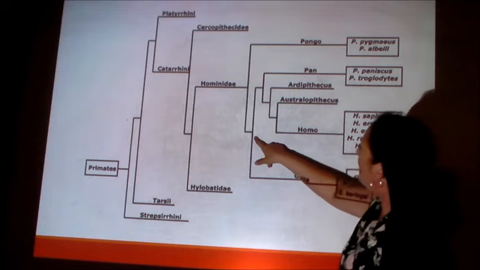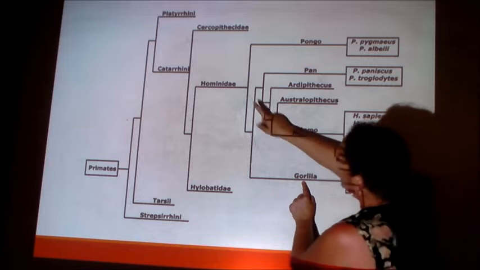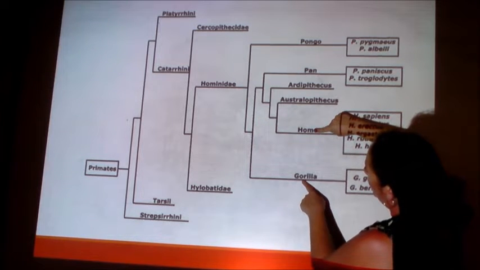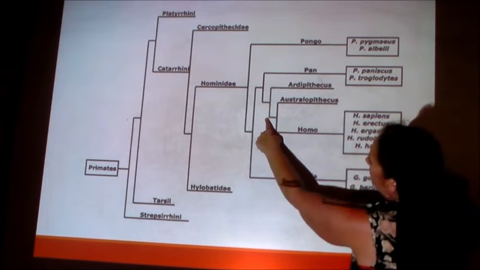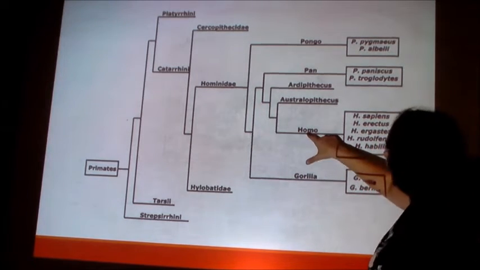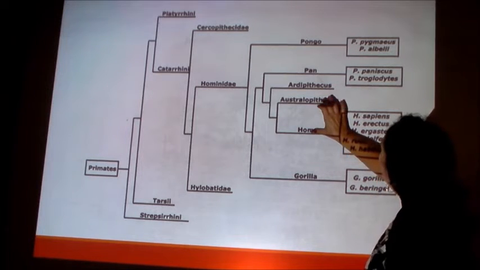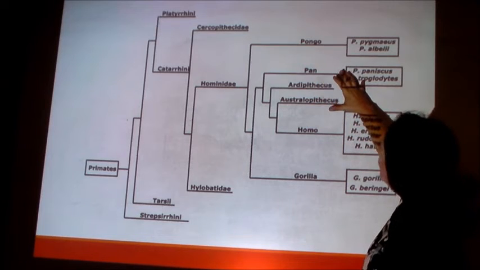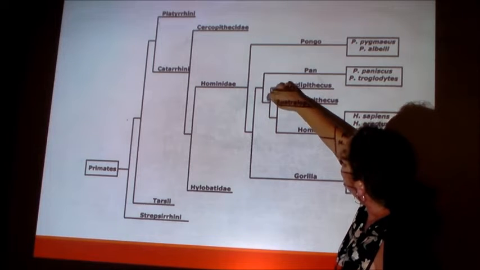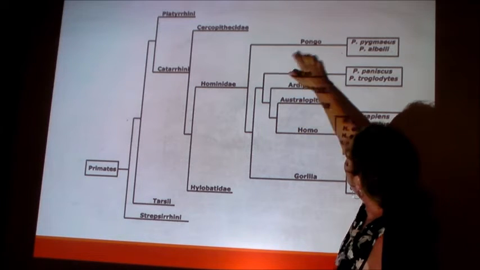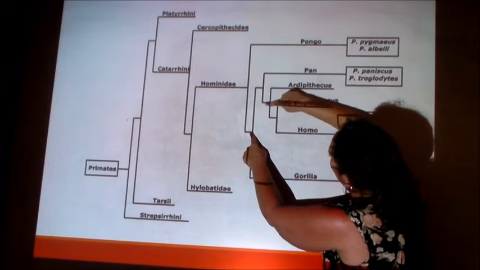And then of course down here, this is gorilla. So gorillas are hominids, just like we are. But we aren't very closely related to gorillas because a lot of mutations had to happen before we can get down to here. So actually, we are more closely related to a chimpanzee, Pan troglodytes. We're very closely related because we only have to go back this far. And then Pongo pygmaeus, again, we're pretty far away from him because all of these mutations had to happen.